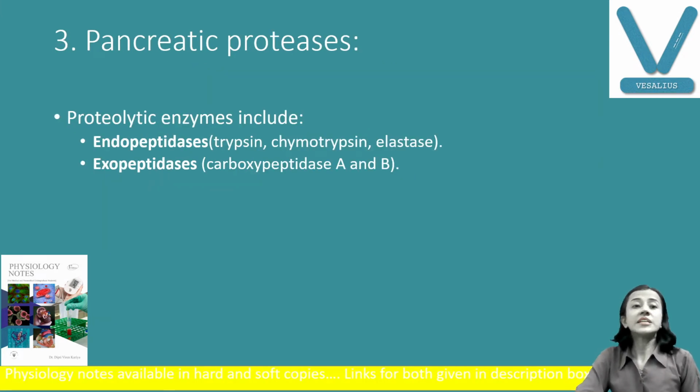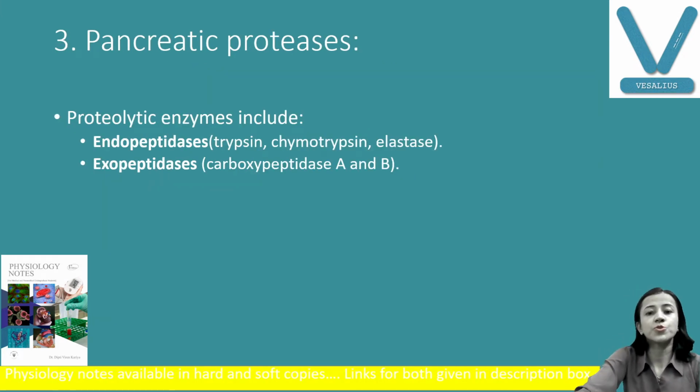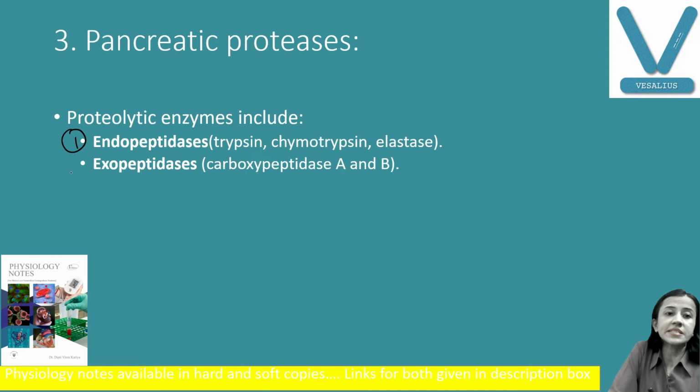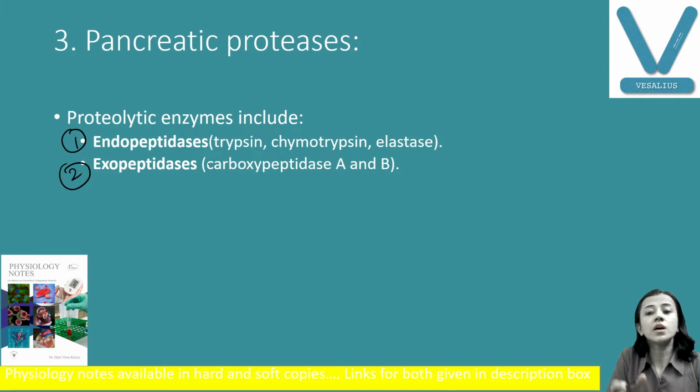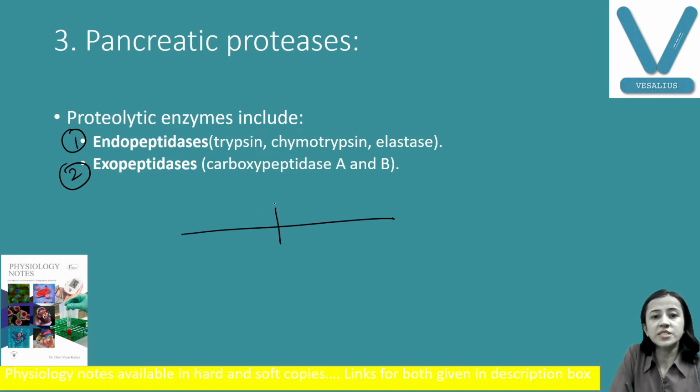Now we will discuss proteolytic enzymes in the pancreatic juice. They are mainly divided into two groups. Number one is endopeptidase and second is exopeptidase. Endopeptidases break down the protein bonds in the middle. Suppose this is an amino acid chain, so it is broken down from inside by endopeptidase. And exopeptidases break the peptide chain near the ends. Endopeptidases are trypsin, chymotrypsin and elastase, and exopeptidases are carboxypeptidase A and B.